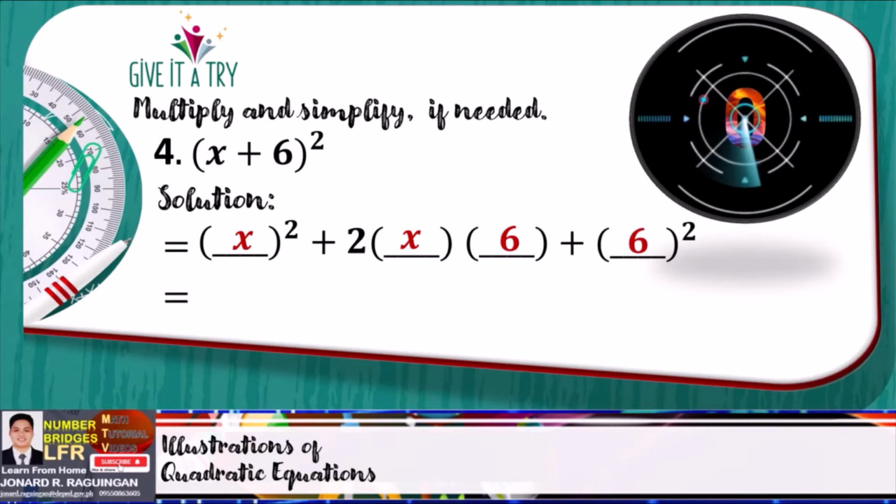Then simplify. That is, the square of x is x squared. 2 times x is 2x times 6 is positive 12x. 6 raised to 2 is 36. Therefore, the product of x plus 6 raised to 2 is equal to x squared plus 12x plus 36. Did you get the same answer?